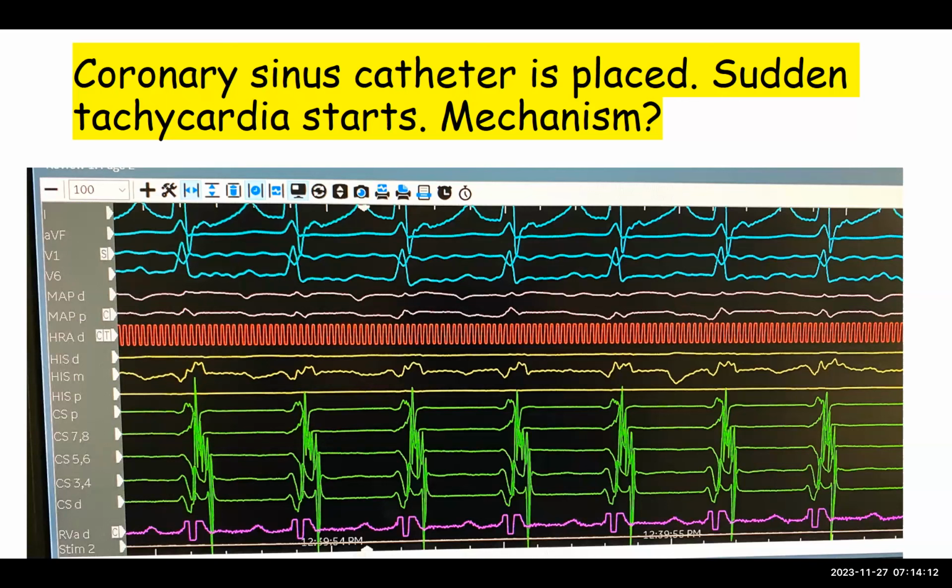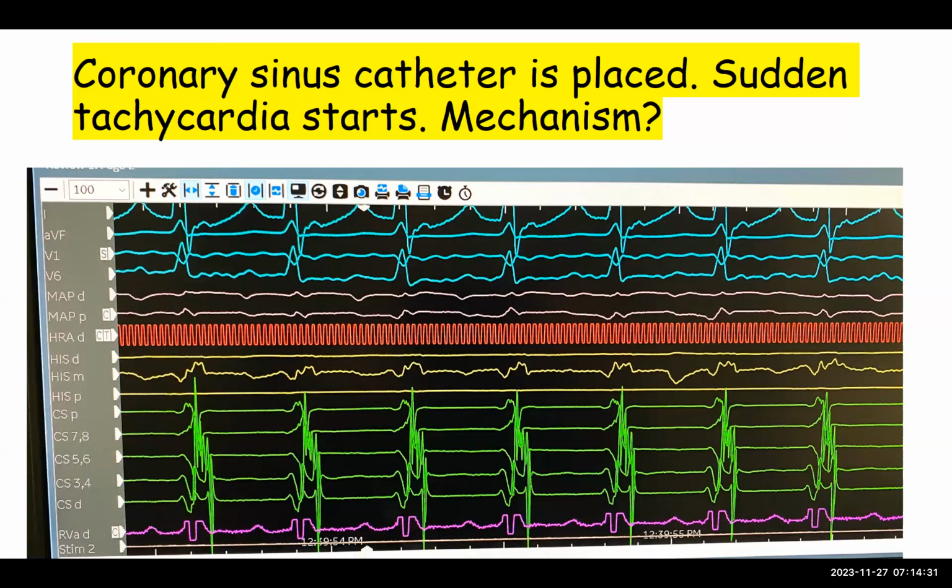When the coronary sinus catheter is in place, remember that it sits on the mitral annulus. One of the great things about a coronary sinus is it allows us to record both the atrium immediately above the coronary sinus and the ventricle immediately below.